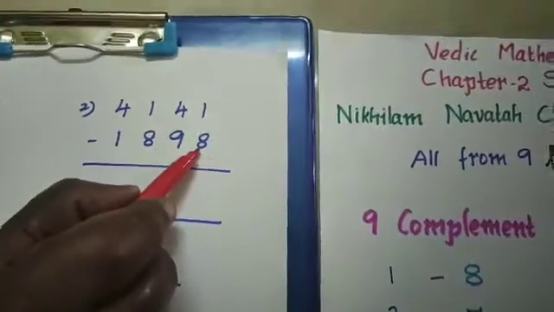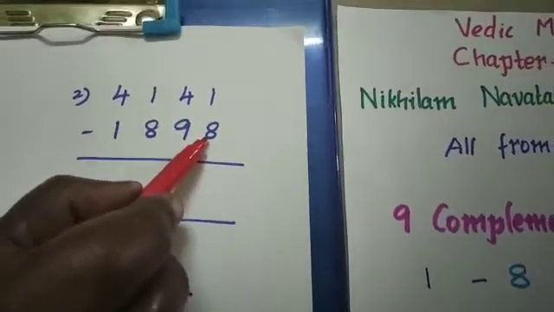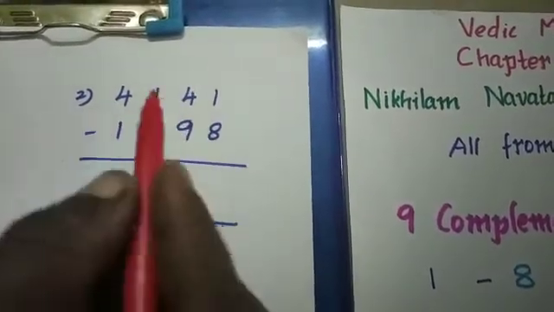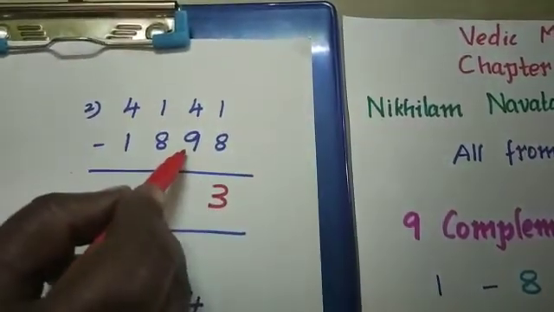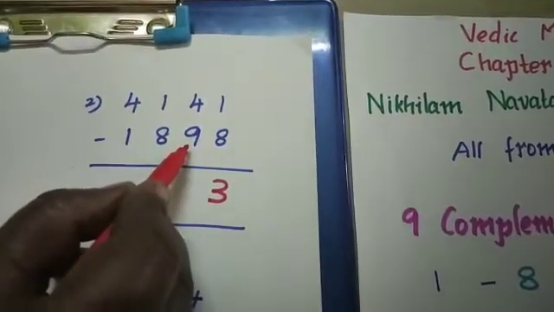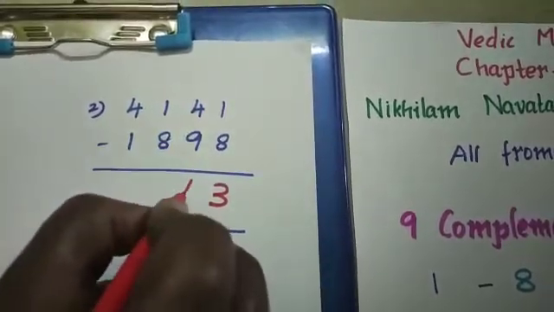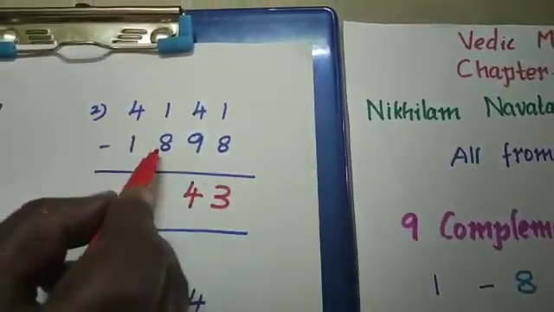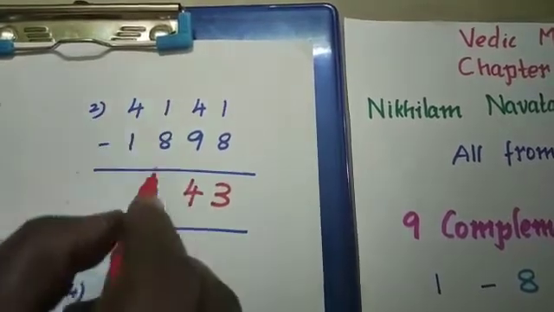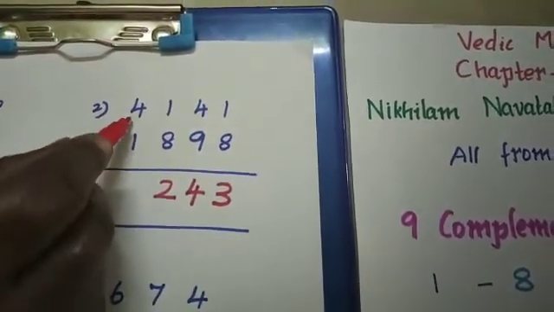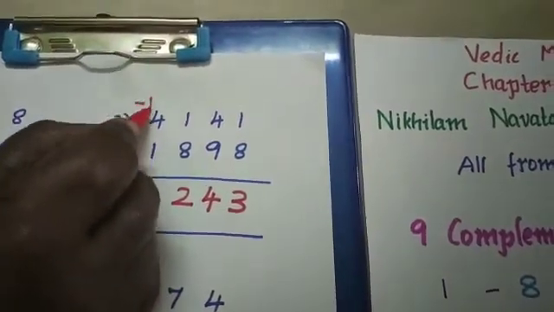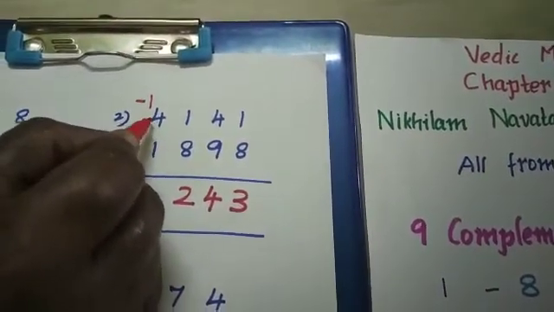Here you have to take 10 complement. 10 complement of 8 is 2. 2 plus 1 is 3. 9 complement of 9, it is 0. 0 plus 4, it is 4. 9 complement of 8 is 1. 1 plus 1, it is 2. And here we have to reduce 1. If you reduce 1 from 4, you will be getting 3.